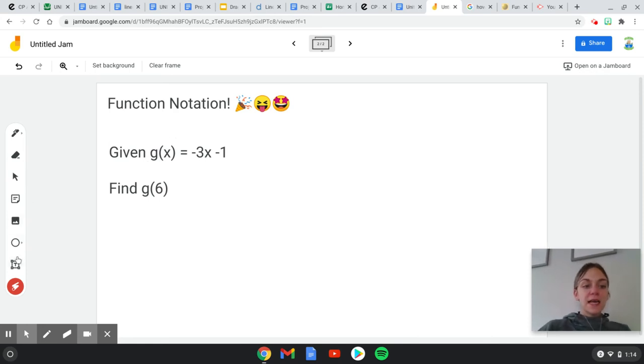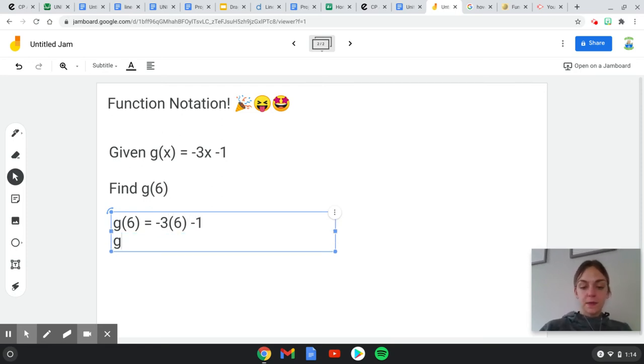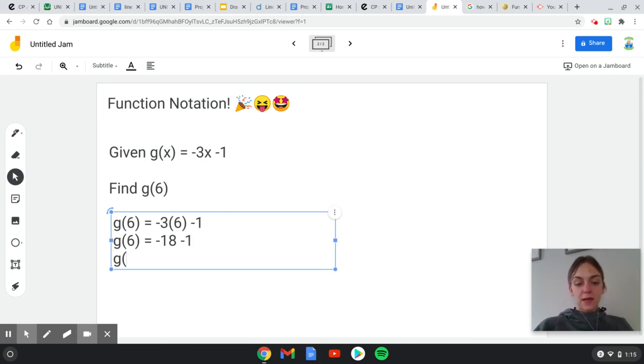And just like we did in our last example, if we're trying to find g of 6, I'm just going to bring my equation down. And anywhere where I see an x, I'm going to replace it with a 6. So I've got negative 3, I'm going to replace that with a 6 minus 1. So I'm going to get that g of 6 equals, if I have negative 3 times 6, that gives me negative 18. Bring the minus 1 down. So I get that g of 6 equals negative 19.